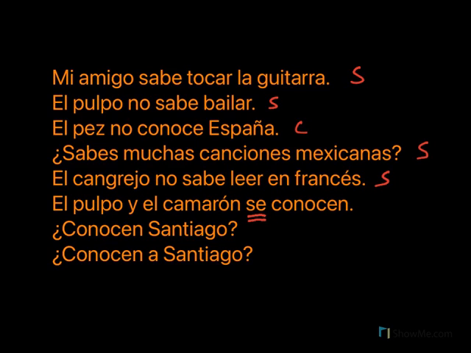And then finally you have conocen Santiago and conocen a Santiago. What's the difference? Why do you have that a? Well, the reason is that one of the Santiagos is a name and one is a place. Conocen Santiago, in here, it is a place, Santiago. Are you physically familiar with Santiago? Have you been to Santiago? You use conocer, you do not need personal a, because Santiago cannot know you back.